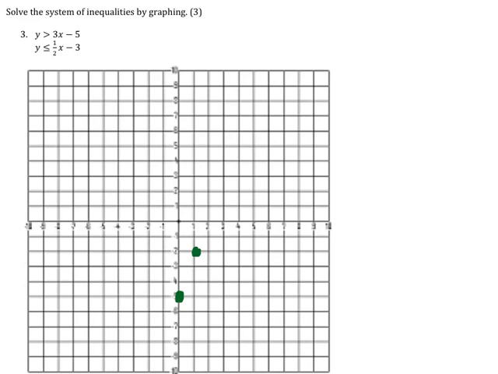I like having more points so that my lines look nice, so I'm going to go up 3 and over 1 again. Up 3 and over 1 again. You can do that as many times as you want to make your line nice and straight. Since it's y is greater than, it's just going to be a dashed line.